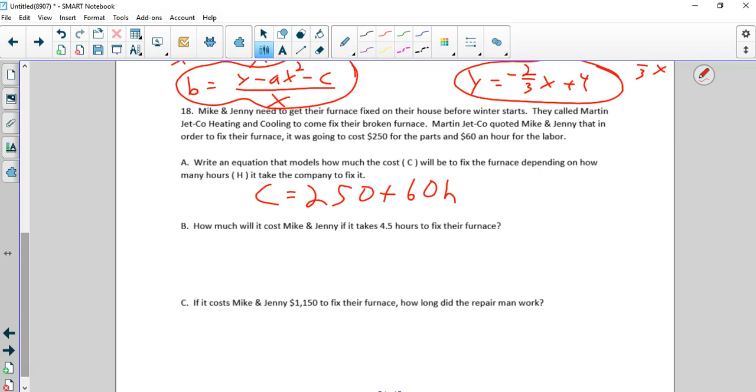That's the formula. So, if it takes 4.5 hours, all you do is plug that in. 4.5, that's how many hours are going to be there. And it ends up being a total cost of $520. Adds up really quickly.